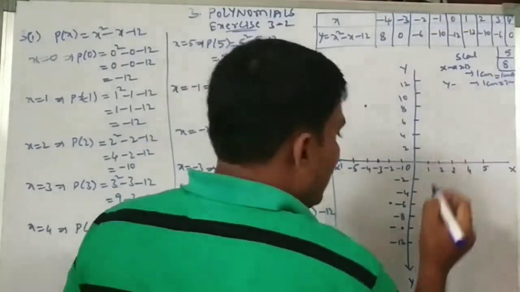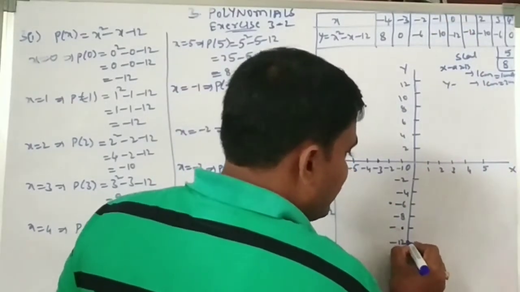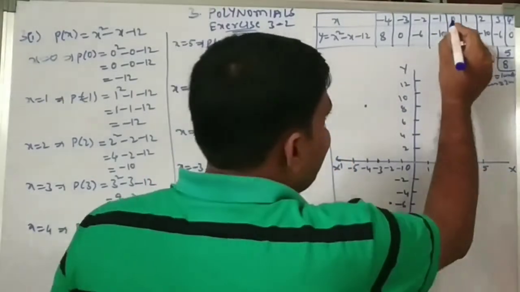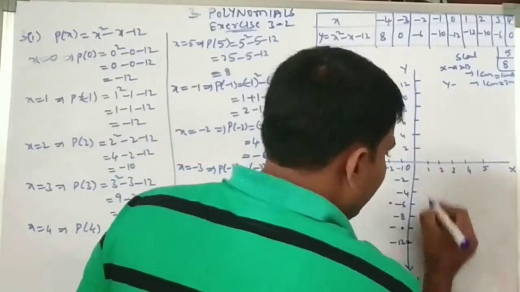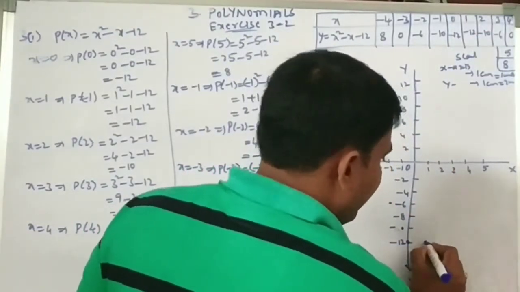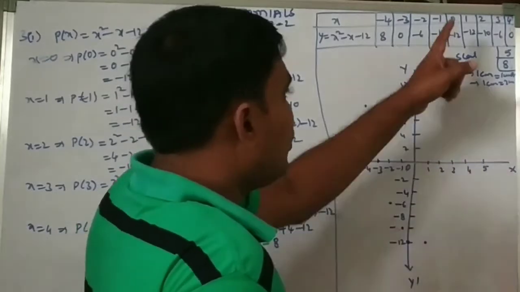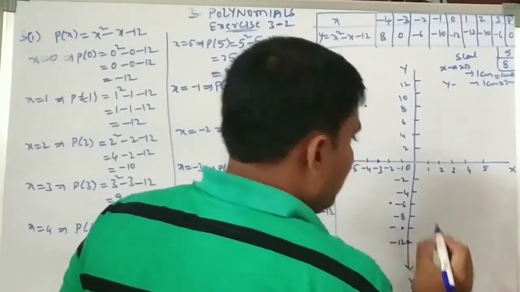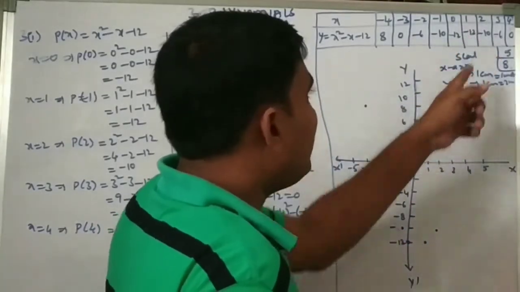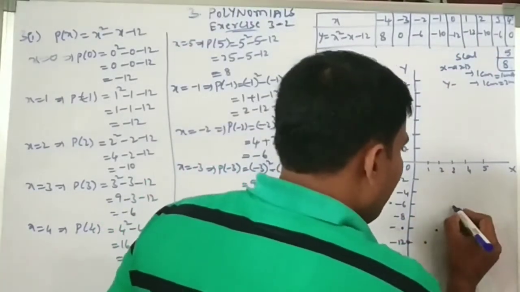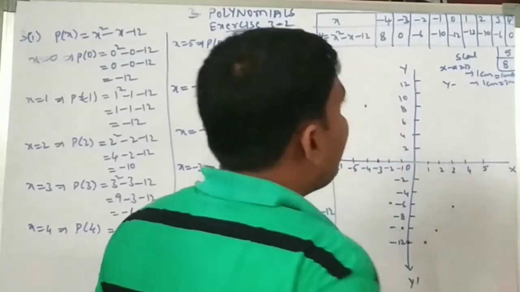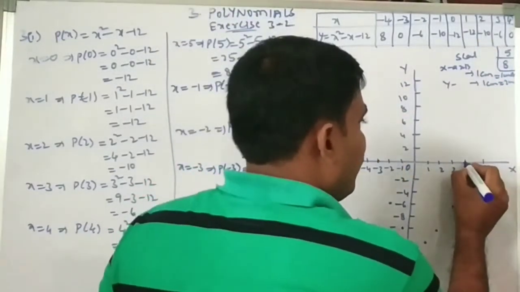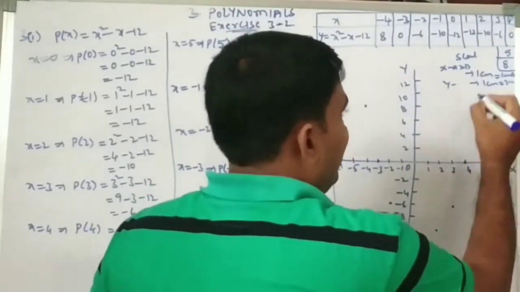Next 0 comma minus 12. Next 1 comma minus 12. Next 2 comma minus 10. Next 3 comma minus 6. Next 4 comma 0. 5 comma 8.